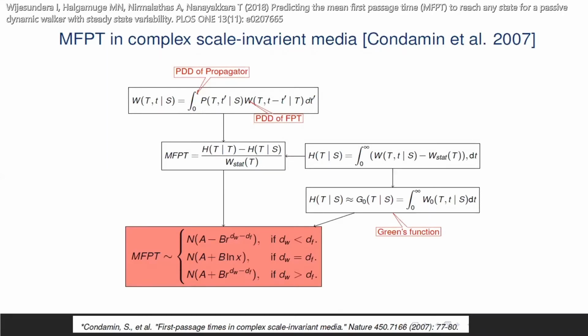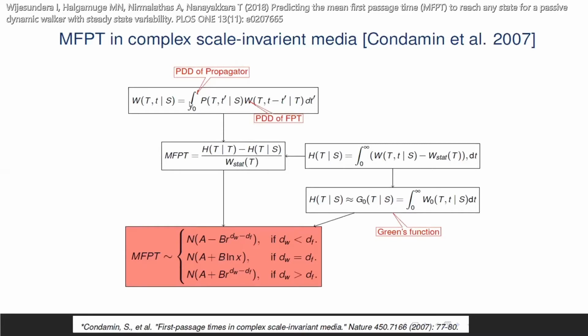W is the probability density distribution of being at target point T at a time t, starting from source point S. This is obtained by integrating over time t the product of the probability density that the first passage time to reach target T starting from S is t bar, and the probability density of returning to target T starting from the same state T in a time t minus t bar.